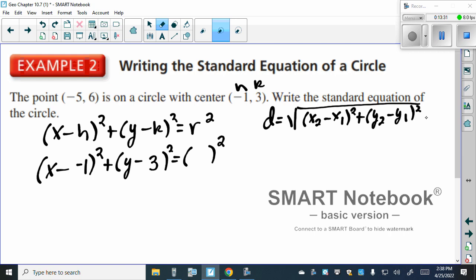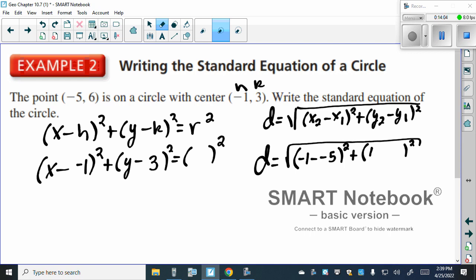And the real key thing with this one here, in each set of these parentheses, we just need to make sure that the x values are together and the y values are together. So with the center and point, what are our two x values? Negative 1 minus negative 5, or we can say negative 5 minus negative 1. Either way, it doesn't make a difference because of the square. Plus our two y values, 6 minus 3.